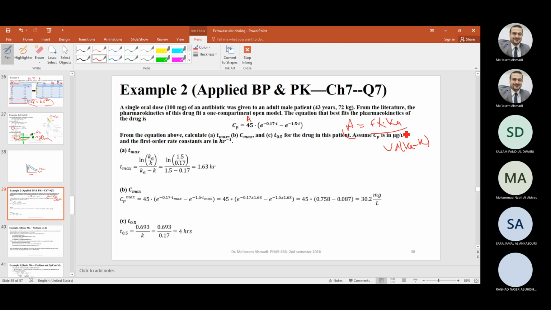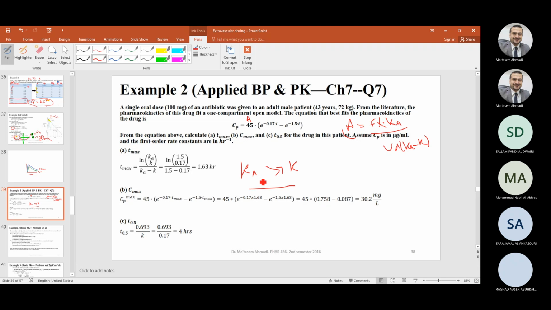We were asked to calculate what? The Tmax, the Cmax, and the elimination half-life. First, we have to make an assumption. That's an important assumption, which is, right, so Ka is much larger than the K. So we have a normal kinetic or flip-flop kinetic? We have a normal kinetic, right?